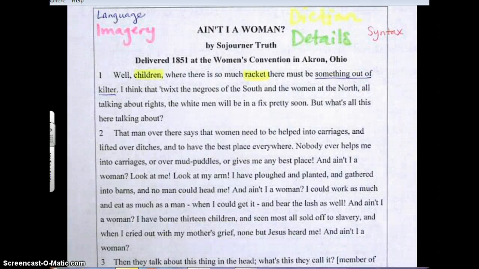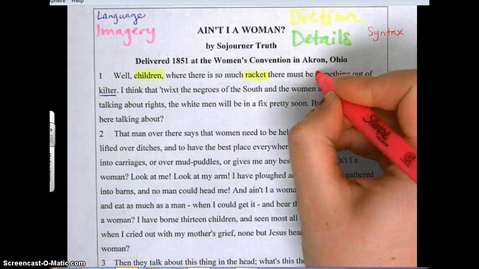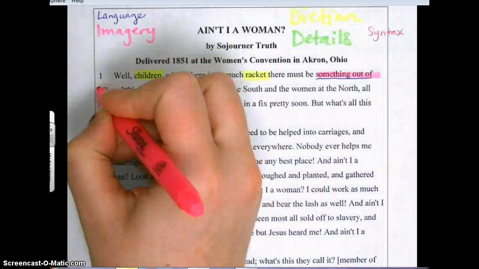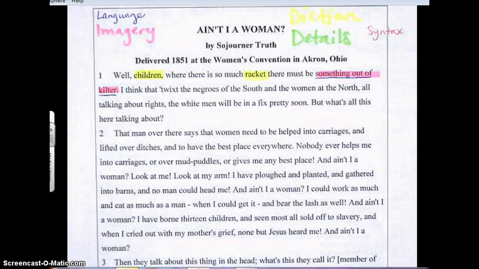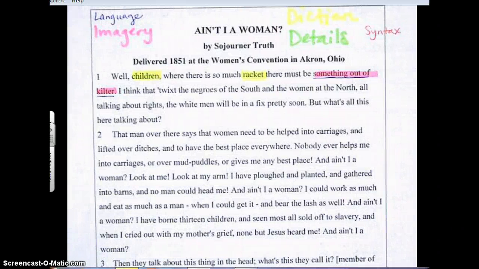I guess technically something out of kilter is also an idiom, which is a type of metaphor, so I'm going to also make it pink, so that's double underlined. Second sentence: "I think that twixt the Negroes of the South and the women of the North, all talking about rights, the white men will be in a fix pretty soon."